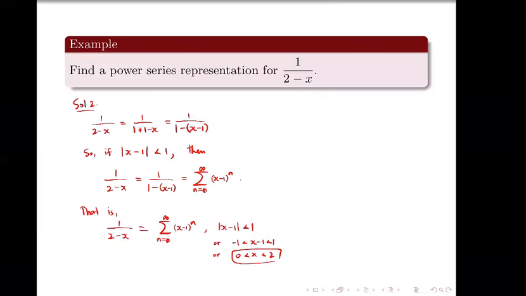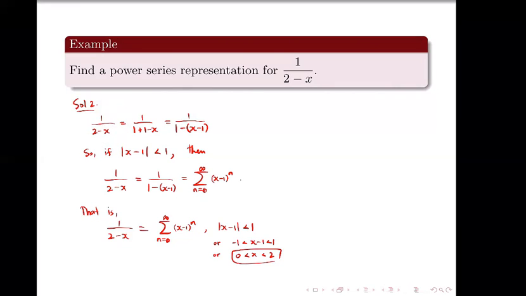So you see, even if I am using the same function, 1 over 2 minus x, I can represent it using different power series, depending on my mood, depending on my choice.